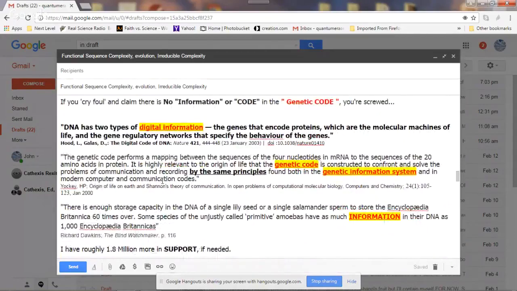From Hood in Nature in 2003, the title sets it apart right there. We can stop right here. Digital coded DNA. Over. But we won't. DNA has two types of digital information. The genes that encode proteins, which are the molecular machines of life, we just got done talking about one, kinesin, and the gene regulatory networks that specify the behavior of the genes.